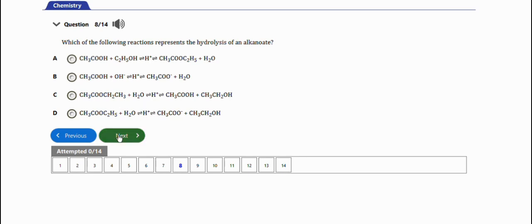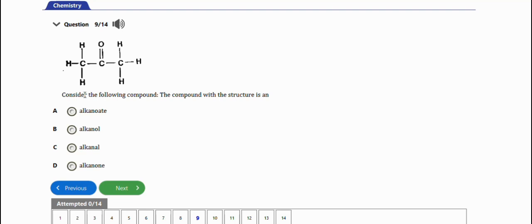The next question will be this one. It says, consider the following compound. The compound with the structure is an alkanone. Alright, option D is the right answer to this question, alkanone. Take note of this particular structure guys.